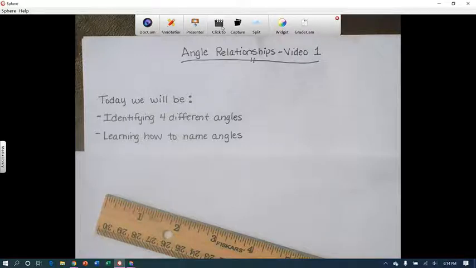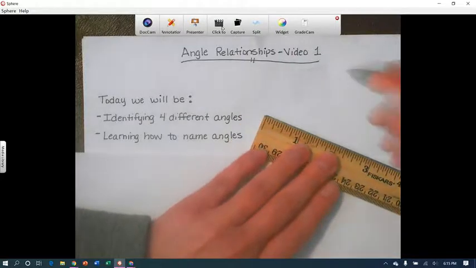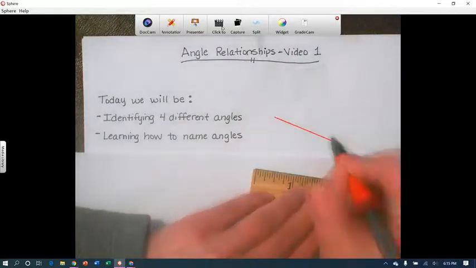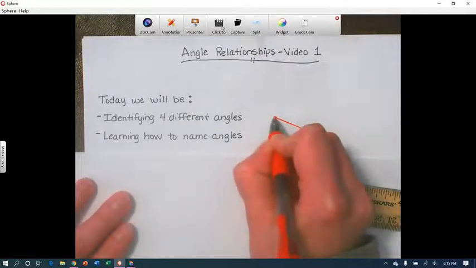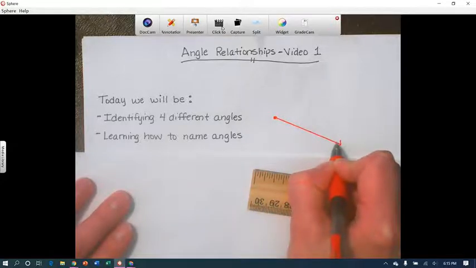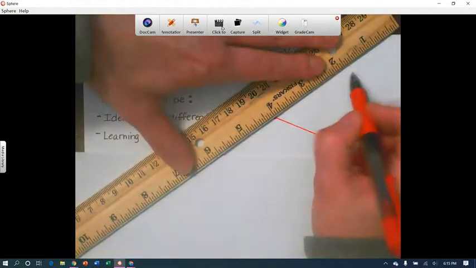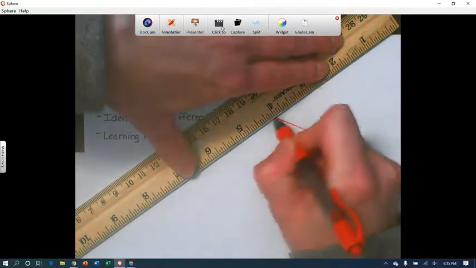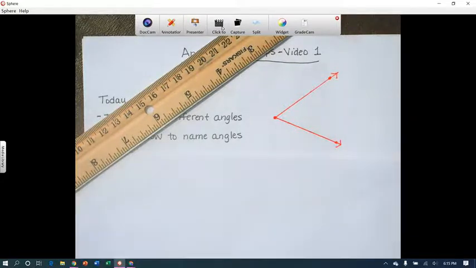And this week we are going to be starting to talk about angles and angle relationships. And just to review, I want to go over what an angle is. And so an angle is made up of two rays, and a ray has an end point, and then it goes on in one direction forever. So here is one ray, and I'm going to draw a second ray that intersects this first one. And together they create this angle right here.